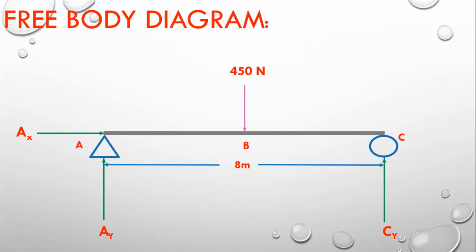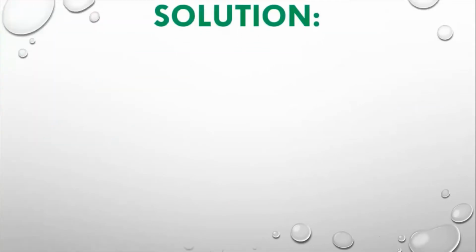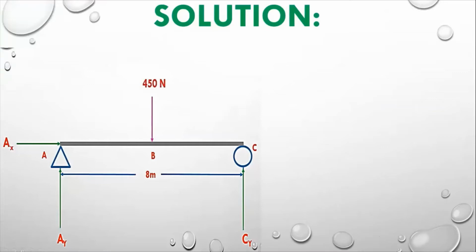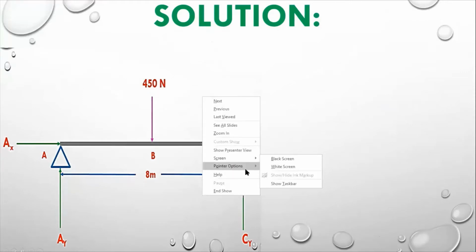I already told you earlier how many support reactions will come on the hinge support and how many on the roller support. So I am moving towards the next slide, the solution. This is the diagram, and we have to calculate the support reactions. For example, I should take the pointer, and I am taking green color here.